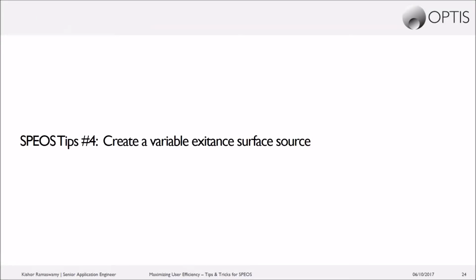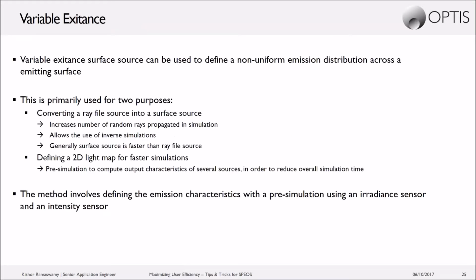The next tip is being able to create what we call a variable exitance source. So this is used to essentially define a non-uniform emission across a certain emitting surface. One example we can think of is an LED, which typically will have a brighter spot in one area of the chip where the chip is located, as opposed to over the entire surface. However, if we just use a regular surface source, it creates a uniform distribution across the entire surface. So we might want to create what we call a variable exitance, where we can vary how the distribution is emitting across this emission surface.